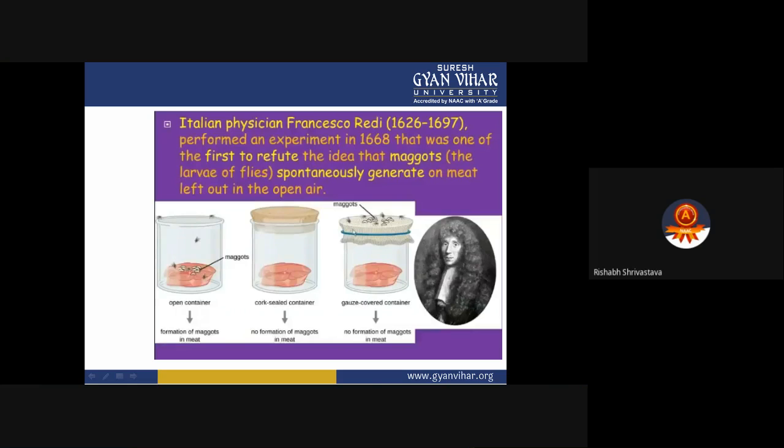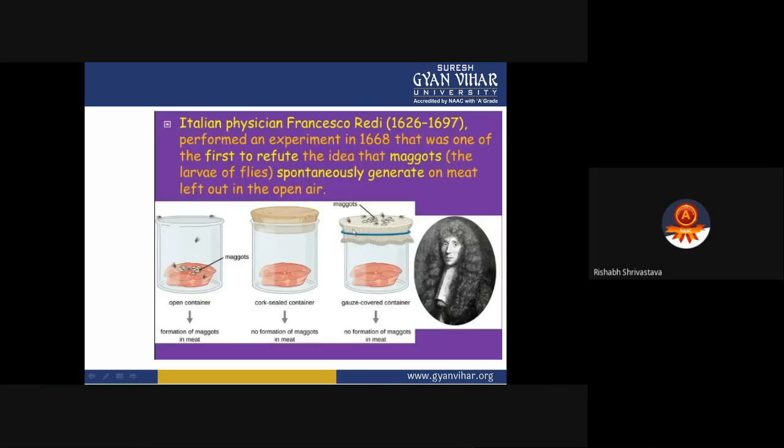The Italian physician Francesco Redi performed an experiment in 1668, and he was one of the first to refute the idea of spontaneous generation. In his experiment, he had 3 containers. In all the 3 containers, he had meat, and in one container, he did not cover the container at all. In the second container, he covered the container with a lid, and in the third container, he put a gauze over the container.